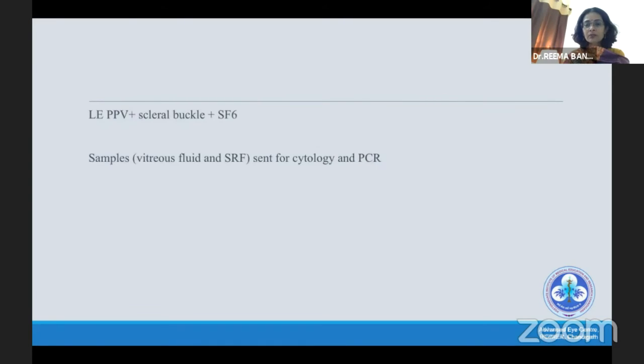So taking her up for a surgery was the only option we thought we could, so that we could send samples, because our first differential was masquerade. So we took her up for a diagnostic vitrectomy, applied a buckle and tamponaded with SF6 because we made a retinotomy. We didn't find any break intra-op. The only thing that we found was the vitreous and the posterior hyaloid was extremely adherent and sticky. So since we made a retinotomy, we gave a tamponade with SF6. We sent both the vitreous samples and the subretinal fluid for cytology as well as PCR.